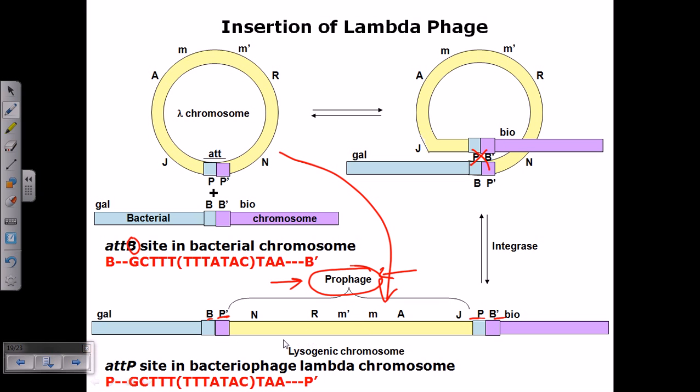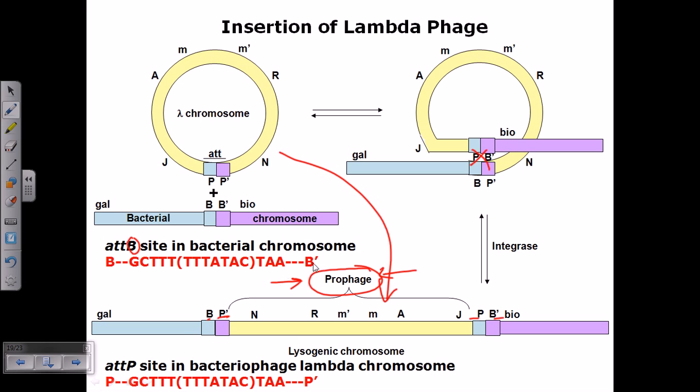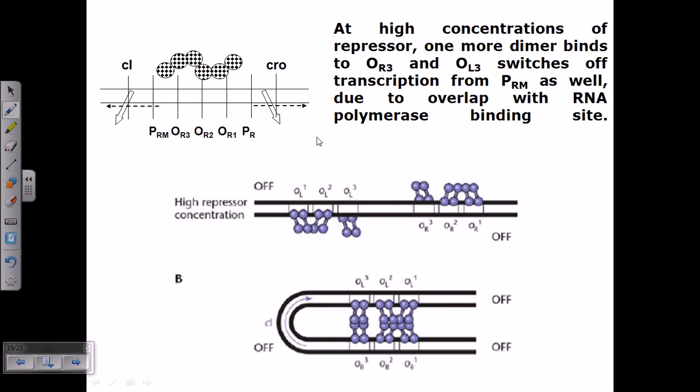After they form this lysogenic chromosome, it is very important to be able to finally turn it into the lytic phage, because we know these are temperate phage. They can convert their strategy from the lysogenic cycle to the lytic cycle in future. So how do they do that? Let's talk about that.